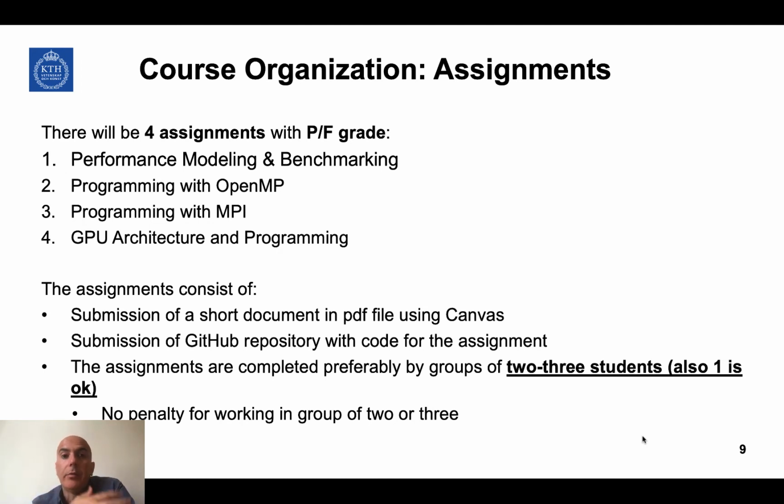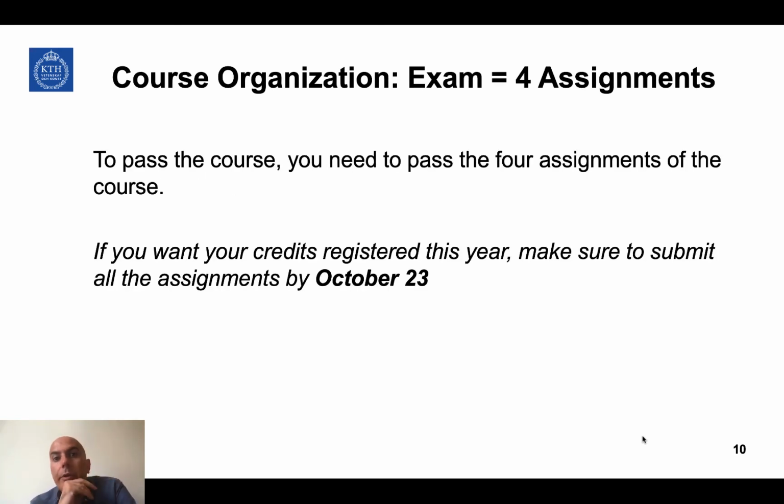However, if you prefer to be just by yourself, that is also okay. What is important to notice is that there is no penalty for working in a group of 2 or 3. At the same time, if you work alone, you won't be awarded. So how do you pass this course?